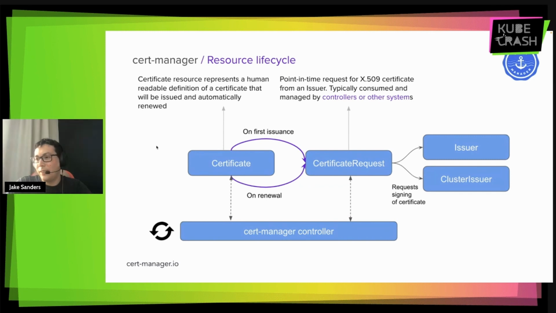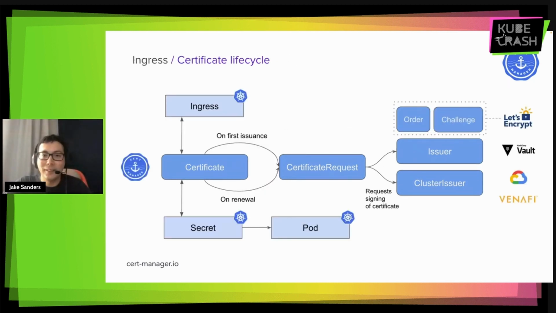So if you create a certificate, cert-manager will create a certificate request, and these are picked up by issuers or cluster issuers. An issuer is namespace scoped, a cluster issuer is cluster-wide, and the controller is constantly watching all of these, and if your certificate is going to expire, cert-manager will create another certificate request to renew it. So far, so good.